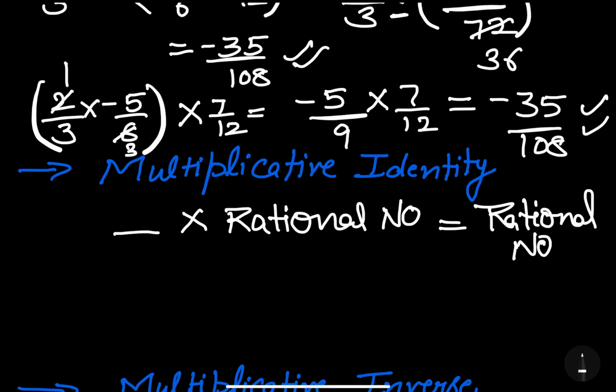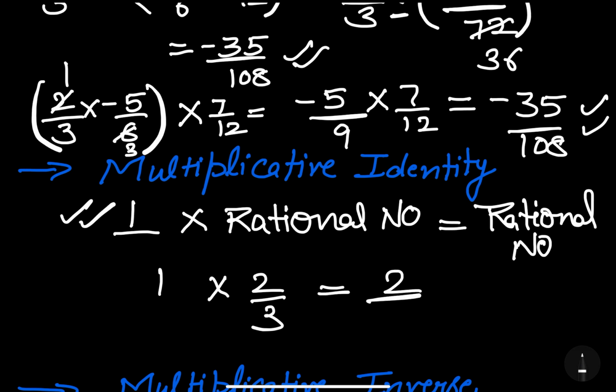So how is it possible? Simply, the answer is 1. If we multiply 1 with any rational number, we will get the same answer, the number itself, which is a rational number. So what is the multiplicative identity of the rational number? That is 1. I'll show you: if they are asking, a rational number is 2 by 3. So what is the multiplicative identity of 2 by 3? I multiply with 1 and I get the same number, 2 by 3. So what is my multiplicative identity for a rational number? It is 1. Clear, students?